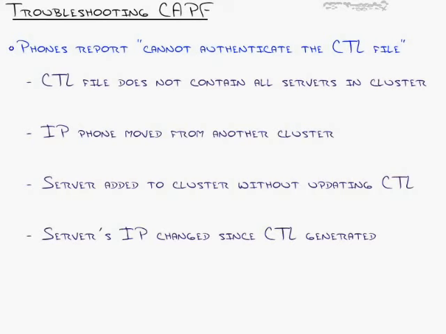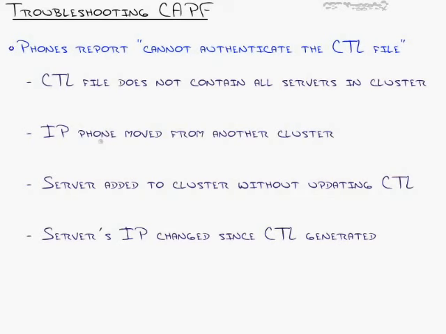If you are using a server whose IP address has changed since the CTL was generated, it's going to flash this up, essentially saying I'm looking at the server and I'm looking at my list and something doesn't line up here. So things to check. The CTL file might not contain all the servers in your cluster. You might have moved the IP phone from another cluster, and now you're getting this report because the CTL file is completely off. You might have the server added to the cluster without updating the CTL, and this is where you replaced the server and you forgot.